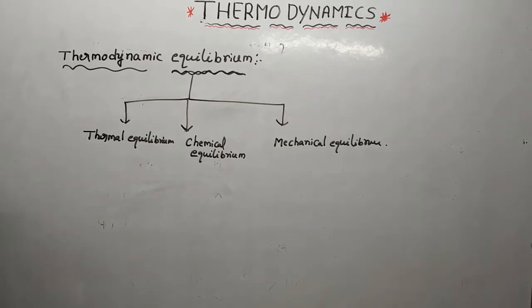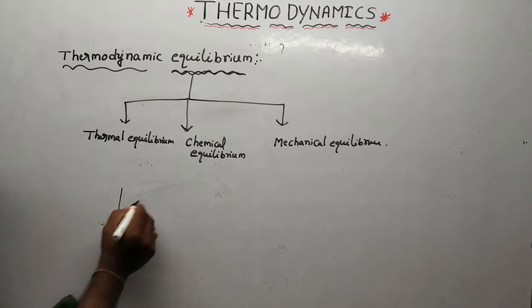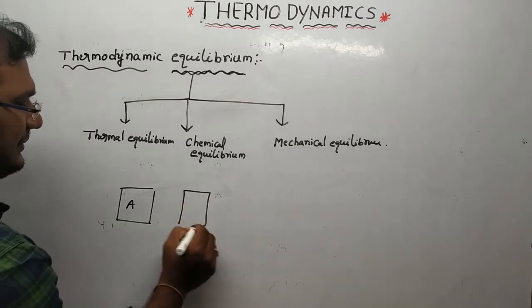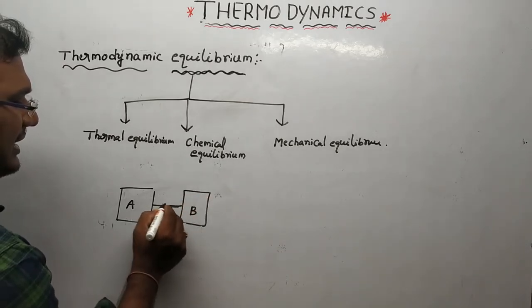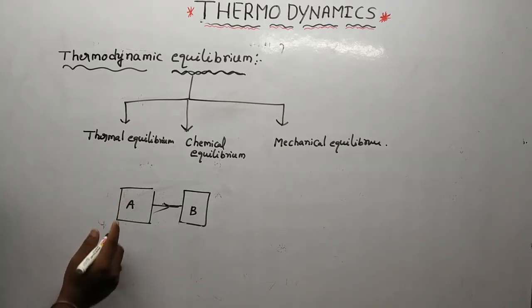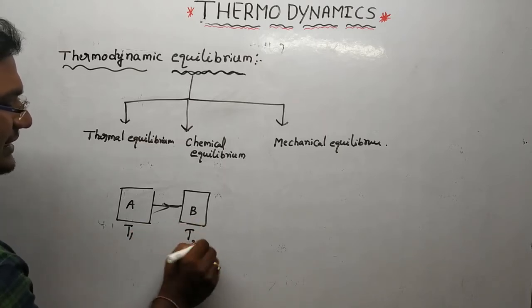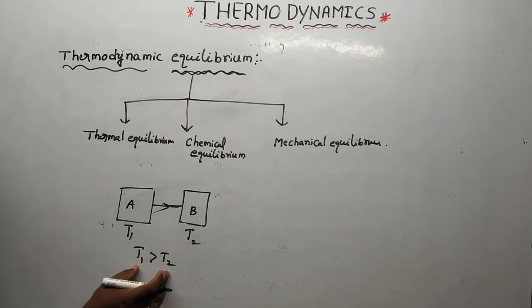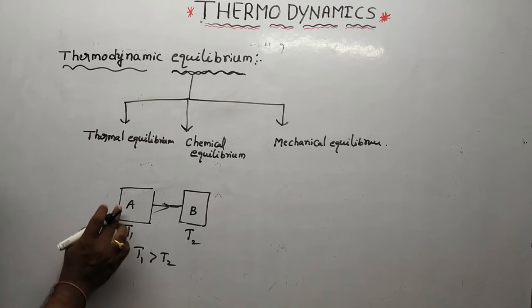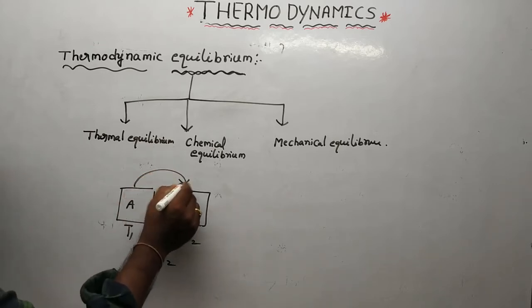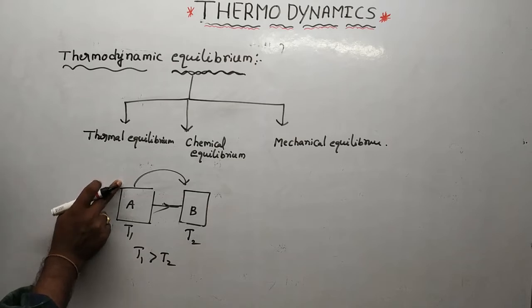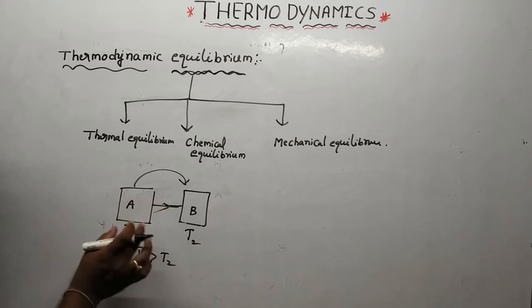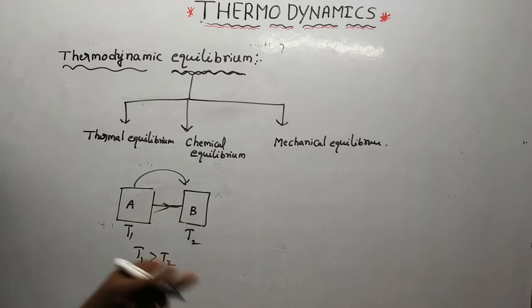First one, thermal equilibrium. Thermal equilibrium is nothing but, if you take 2 bodies A and B which are in thermal contact. Initially, the temperature of body A is T1 and the temperature of body B is T2, with T1 greater than T2. Due to the temperature difference, some heat energy will flow from A to B. This heat energy will flow from A to B until the temperatures of A and B are equal.